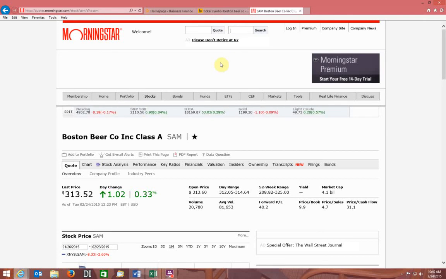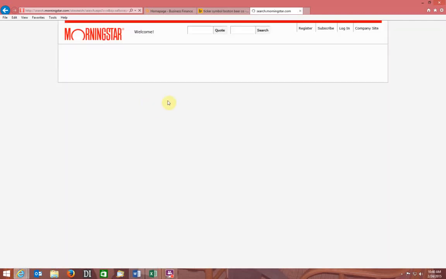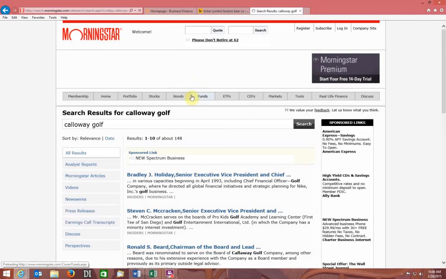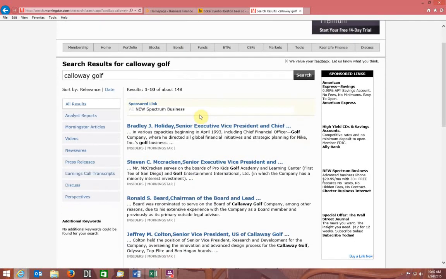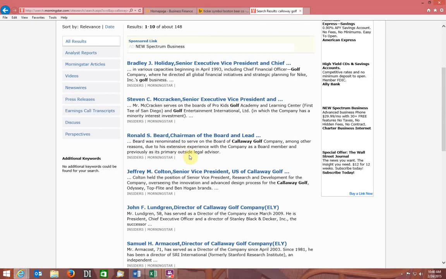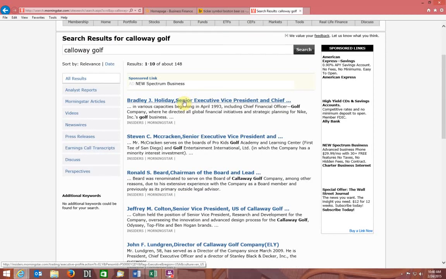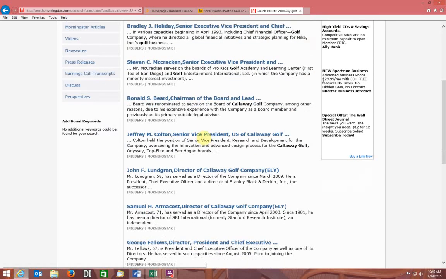And so let's do, because this one's kind of a weird one because the symbol's different, let's go to Callaway Golf. I hope that this one works. I haven't used Morningstar actually for too many searches. Yeah, and it kind of brings up a bit of a weird one. I might have to look through some of these things to try to find it.